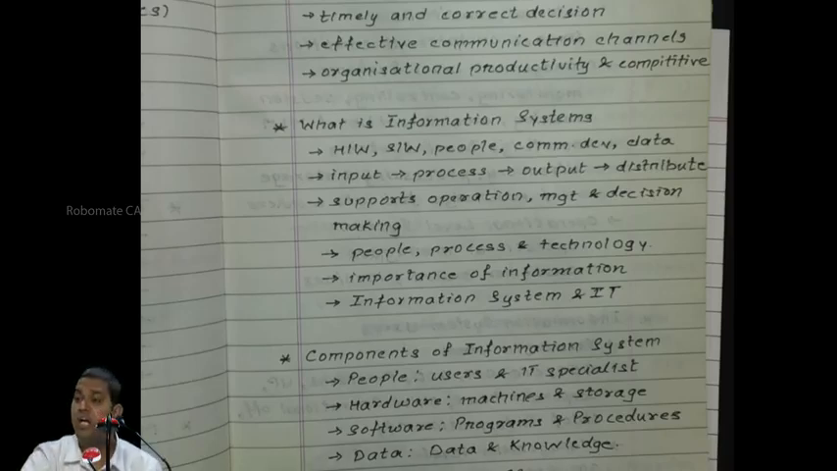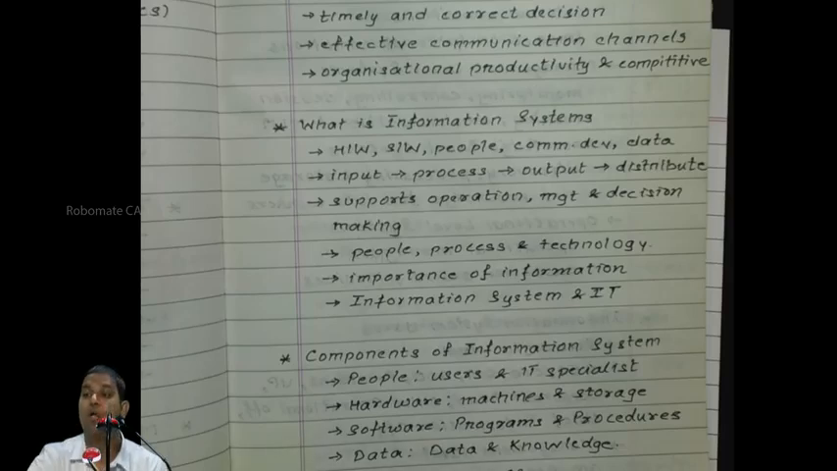Process refers to the calculation. Process refers to programming. A process is nothing but converting the data into information. For that you require certain programs, and these programs can be made out of some calculations. That is called as the process.